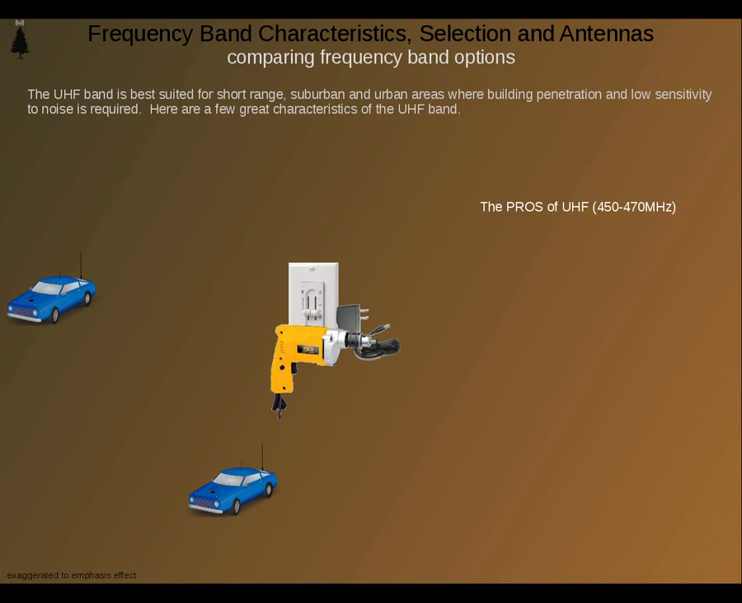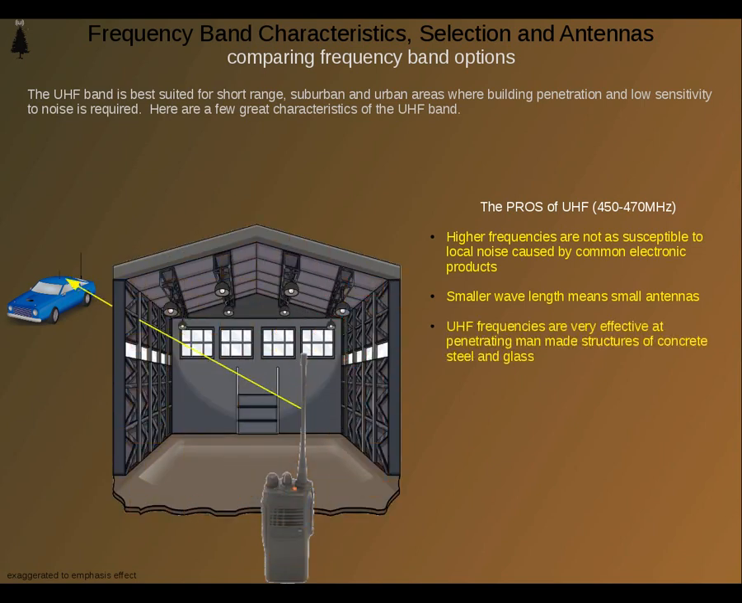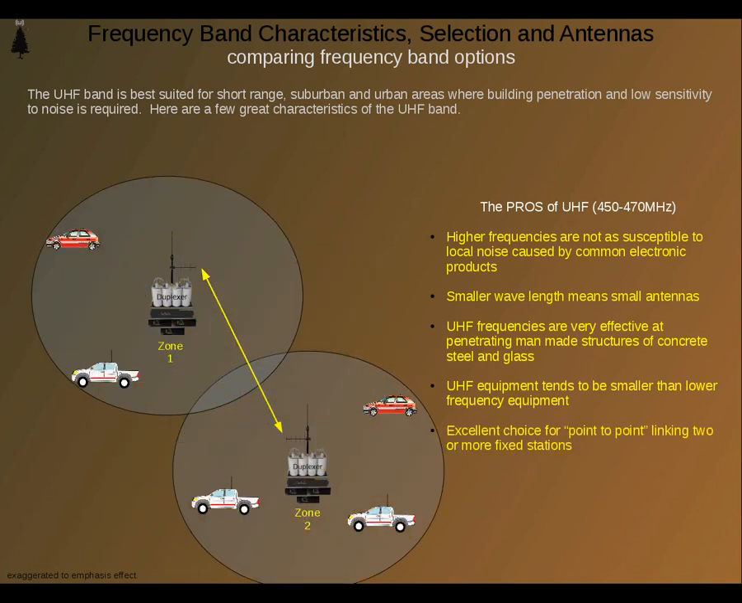Here are a few great characteristics of the UHF band. Higher frequencies are not as susceptible to local noise caused by common electronic products. Smaller wavelength means smaller antennas. UHF frequencies are very efficient at penetrating man-made structures of concrete, steel, and glass. UHF equipment tends to be smaller than lower frequency equipment. UHF is an excellent choice for point-to-point linking of 2 or more fixed stations.